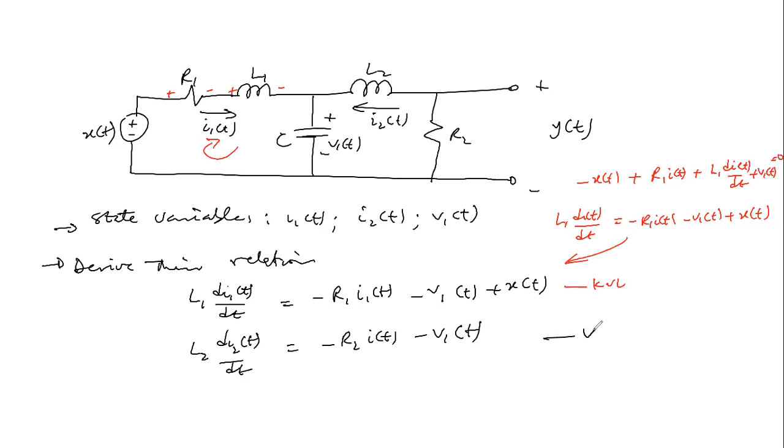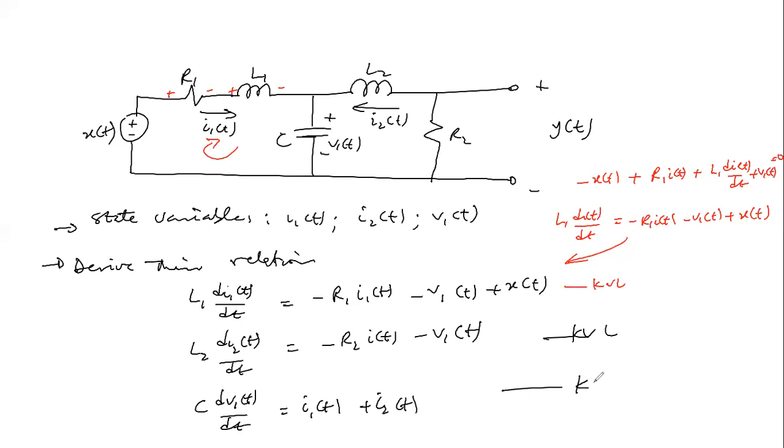This is by KVL, right? KVL. So if we do KCL at this point, so we have C, the V1 of t will be the same. These two currents are flowing in, right? They're in the same direction flowing in. So that will be I1 of t plus I2 of t.